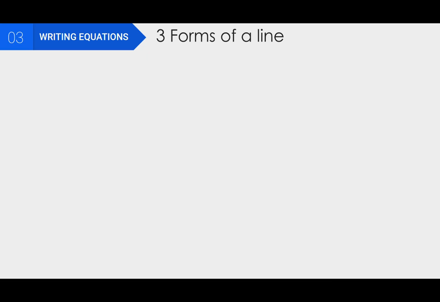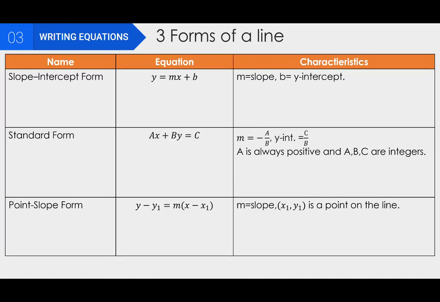Welcome to your last graphing lines training video. We will end with how to write the equation of a line. There are three main ways that lines are written: slope-intercept form, standard form, and point-slope form. Let's take a look at each one.